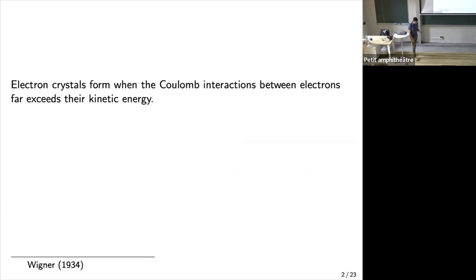So what is an electron crystal? Well, as the name suggests, it's an electron crystal or solid formed entirely of electrons, and such a state of matter is expected to arise in otherwise metallic systems when Coulomb interactions between electrons far exceed their kinetic energy, and so to minimize the electrostatic repulsion, the electrons will crystallize.